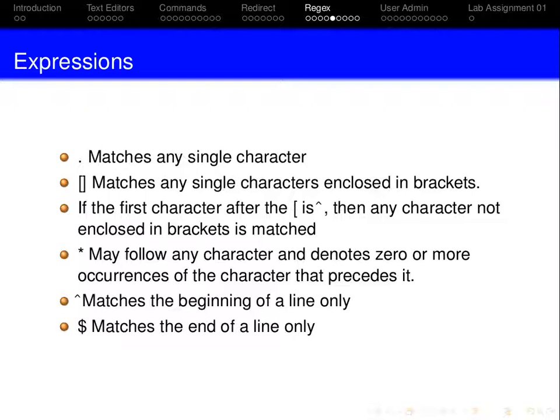So dot matches a single character. Square brackets match any character in the brackets, just one of them. If the first character after the bracket is a caret, then it's any character not in the enclosed brackets. So with your square brackets, you have two versions, either everything in it or everything not in it. Star may follow any character and denotes 0 or more. It doesn't have to be 1; it has just 0 or more. It doesn't have to be any of them. Caret matches the beginning, and $ matches the end.